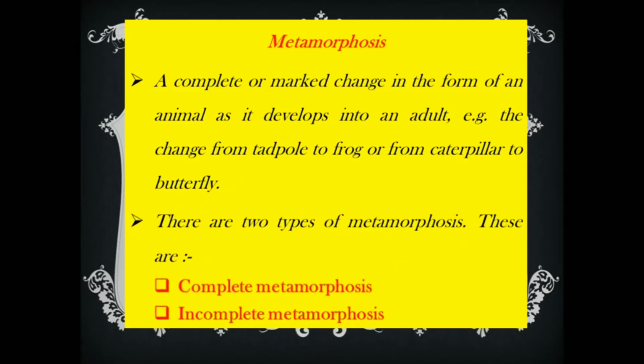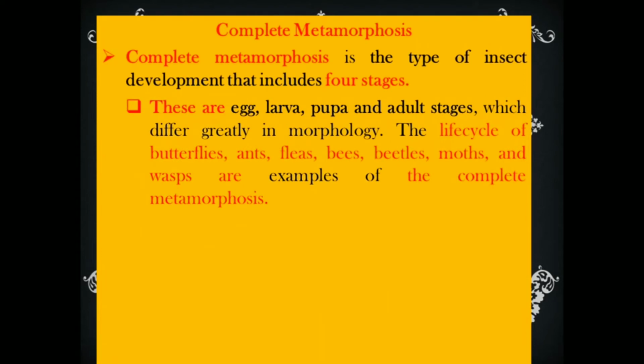So there are two types of metamorphosis. These are complete and incomplete metamorphosis. So today we will see the basic difference between complete and incomplete metamorphosis. First one is complete metamorphosis. Such type of metamorphosis has 4 stages.